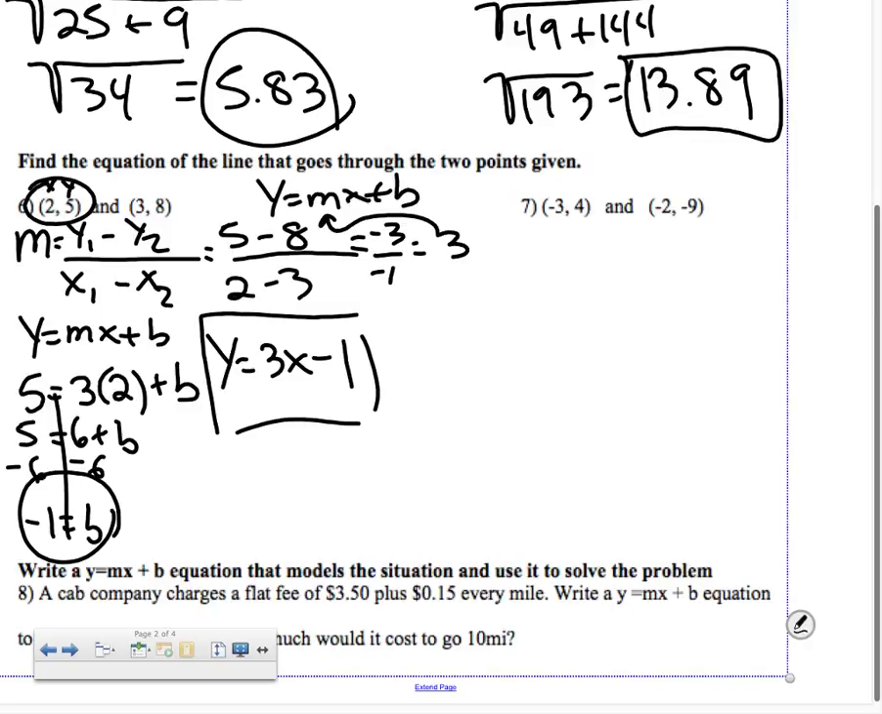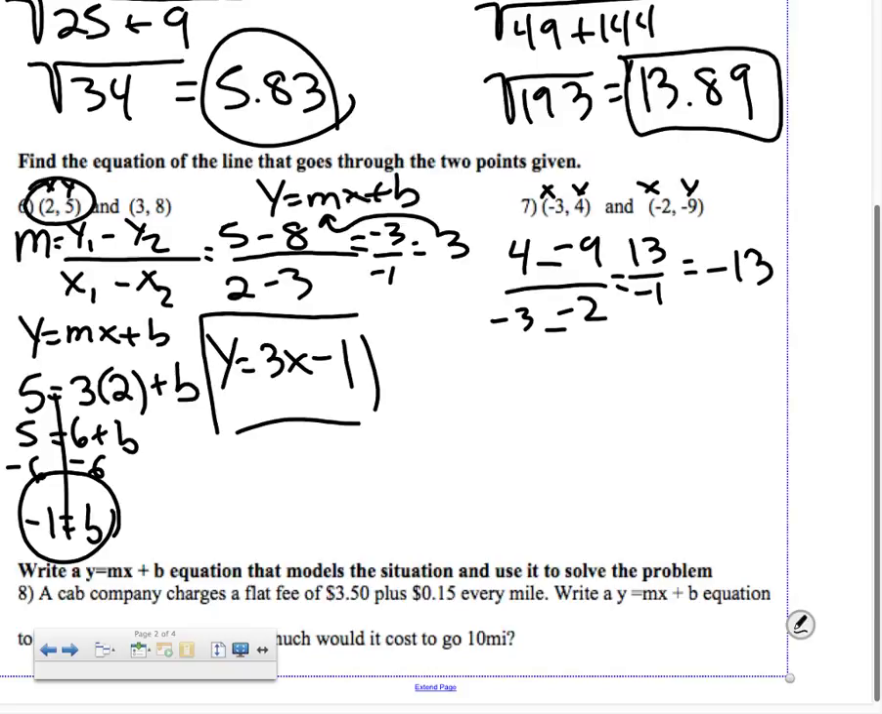Same deal with the second one. So let's plug in our slope stuff. Remember, this is x, y, x, y. So 4 minus negative 9 is my y. Negative 3 minus negative 2 is my x. We look at it here, we get 13 over negative 1, which is negative 13. So that's my slope, that's my m. You can label it if you want to. The easiest reference point I can see would be the negative 3, 4, just because I'm picking it.